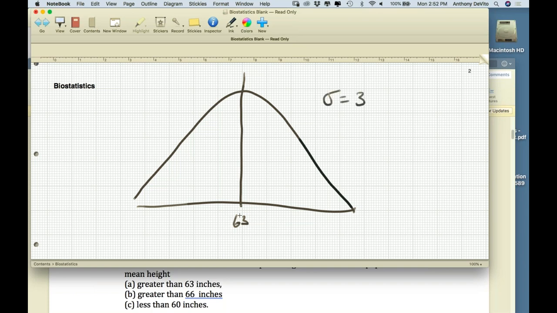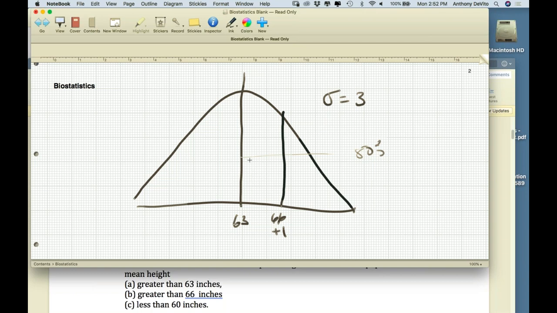So what percentage of the population would we expect to be bigger than 63 inches? That's an easy one, right? 50%. Half of the population would be greater than the mean, half is going to be less than the mean. How about greater than 66 inches? Okay, it gets a little complicated. How many standard deviations above the mean is 66 inches? That's plus 1, right? That's 1 standard deviation.